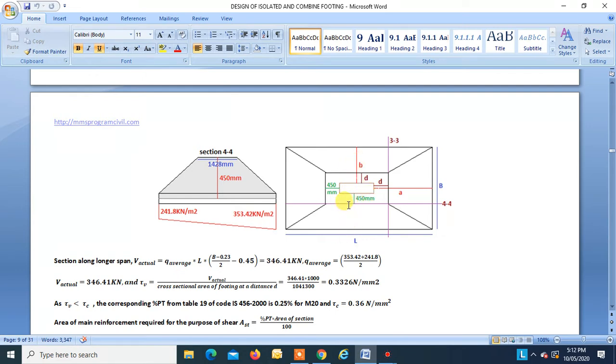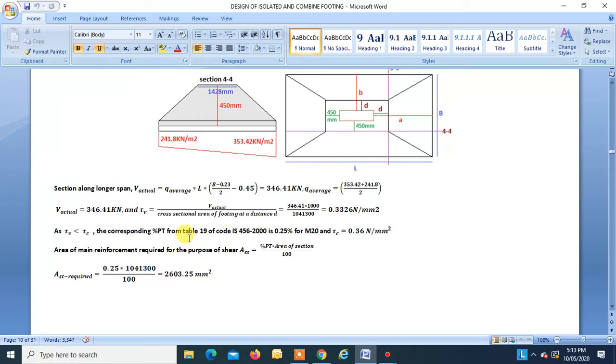This is B minus 450, right? So this is how you can find Q average. That is equal to 346. You can find V actual, which will be acting at this section, right? So that is found to be 346.41 kilonewton.